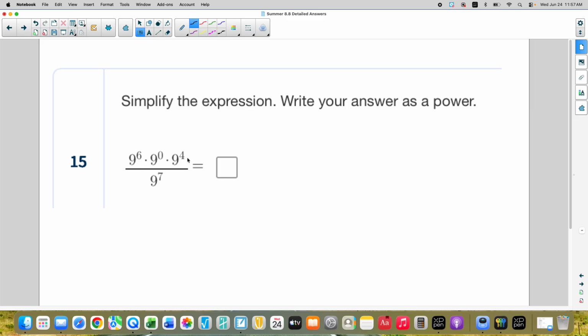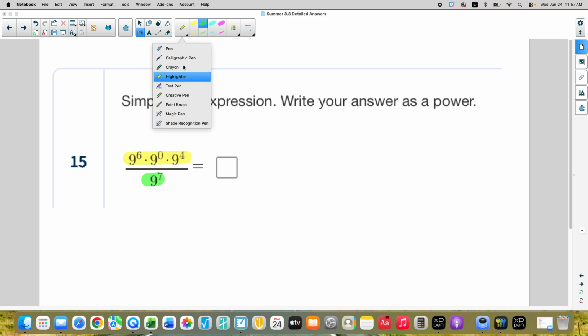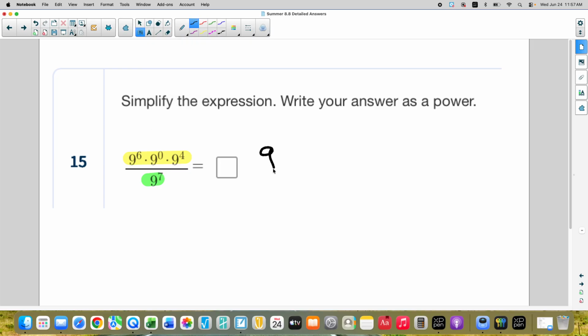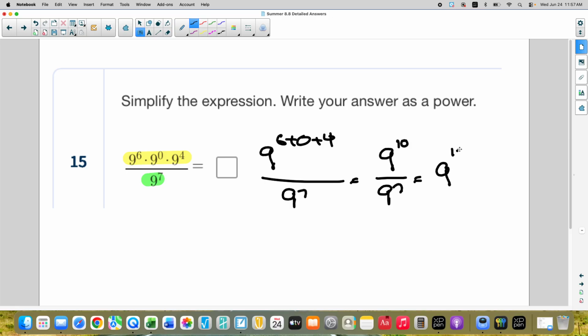Simplify the expression. So we can simplify this. This is a vinculum, so we're going to do everything in the numerator first and then do the division. So we'll simplify that. That is going to be 9 to the 6 plus 0 plus 4 over 9 to the 7th. 6 plus 0 plus 4 is 9 to the 10th divided by 9 to the 7th. Since we're dividing like bases, this is 9 to the 10 minus 7, or 9 to the 3rd.